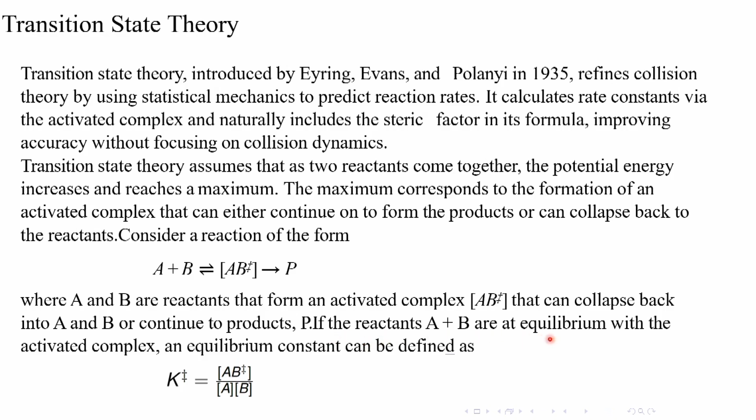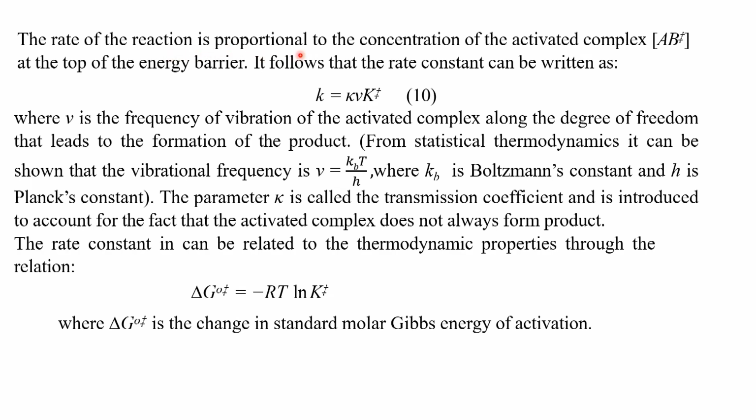If the reactants A and B are at equilibrium with the activated complex, an equilibrium constant can be defined as this. So if this is an equilibrium step, we can write K‡, the equilibrium constant, as the concentration of the activated complex AB divided by the concentration of A times the concentration of B. So the rate of reaction is proportional to the concentration of the activated complex AB at the top of the energy barrier. It follows that the rate constant can be written as k equals kappa times nu times K‡, where nu is the frequency of vibration of the activated complex along the degree of freedom that leads to the formation of the product.